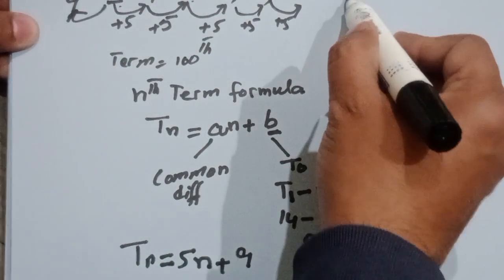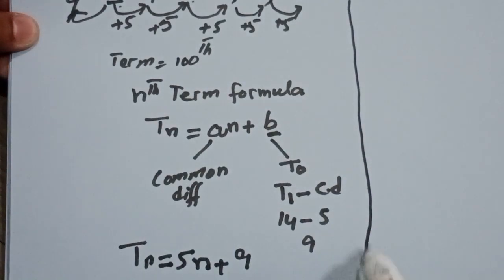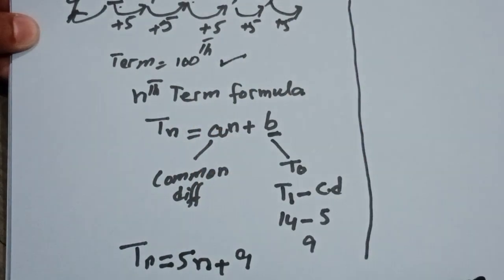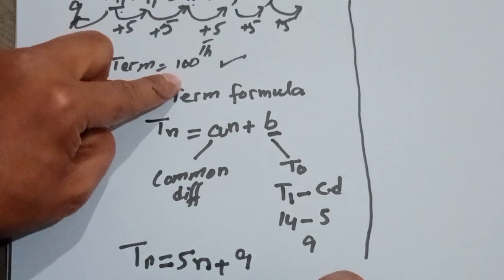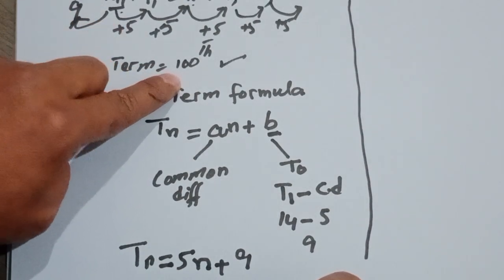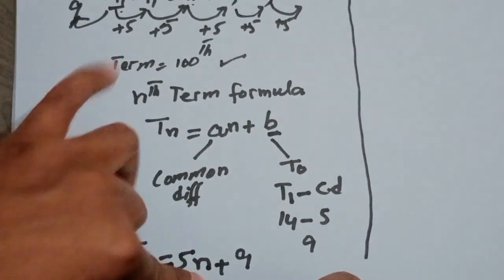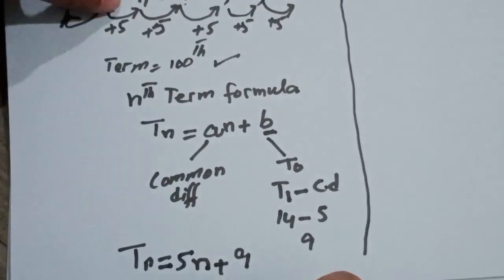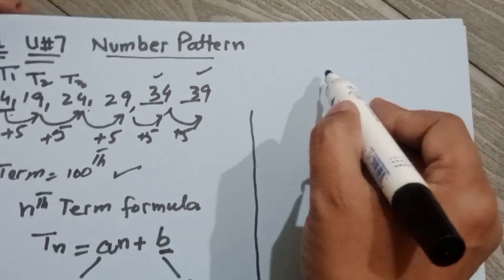Now I'll move back toward the question. Your question was, what is the 100th term for that particular sequence? We have calculated the nth term formula. So now for the 100th term, we will substitute the value of n, which is 100. We already know the formula.